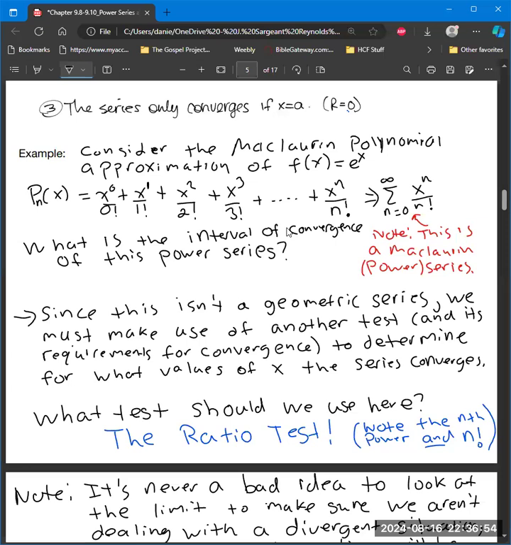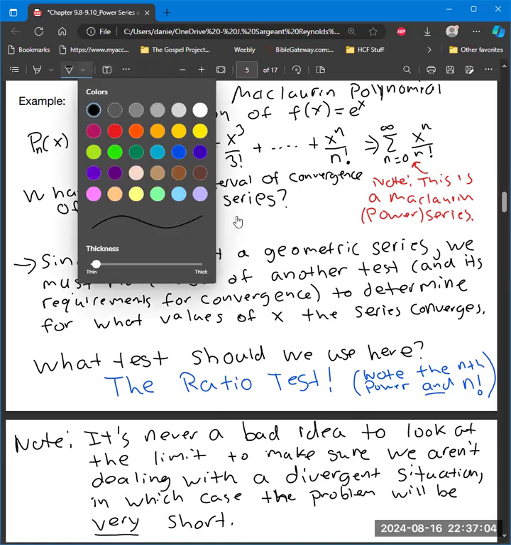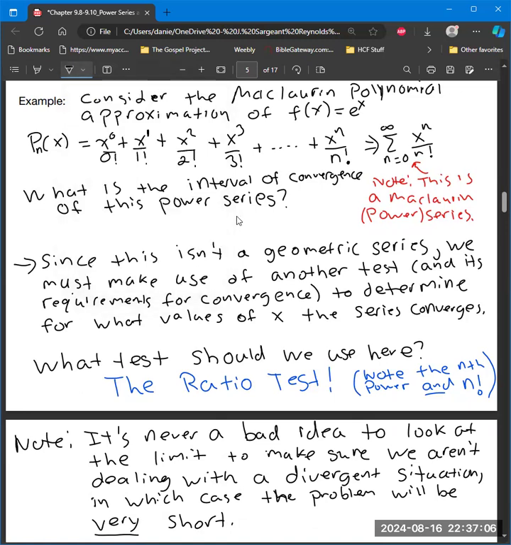So note this is a Maclaurin power series. It's centered at 0. I don't have x minus a or x minus c or anything like that. So what is the interval of convergence of this particular power series?